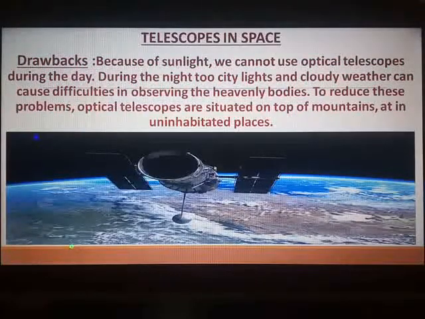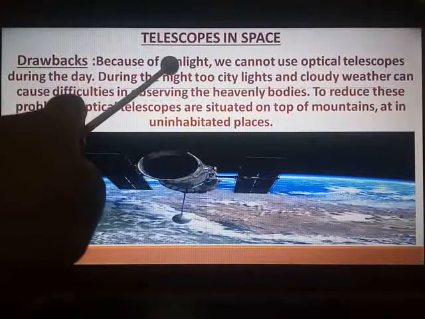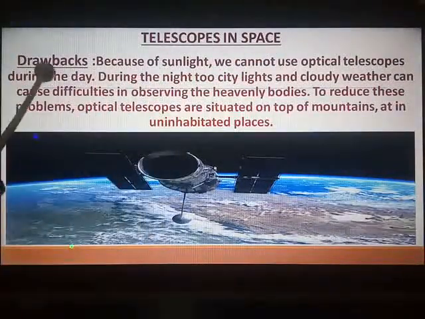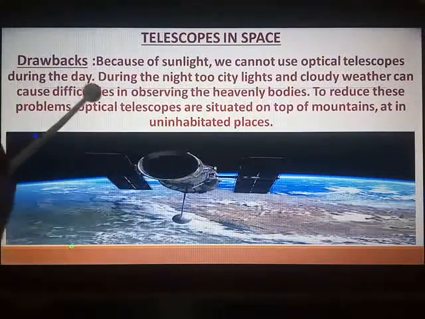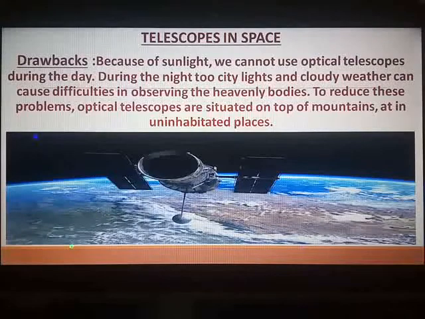Not only that, other drawbacks are because of sunlight. We cannot use the optical telescopes during the day. Also during the night time, city lights and cloudy weather can cause difficulties in observing the heavenly bodies. See, to study these heavenly bodies, you should get a correct image of them. And with so many difficulties which you have seen up till now, the position of the image can shake, or some of the visible light is absorbed, so the intensity is decreasing. All these difficulties do not enable us to get a proper image of the object.